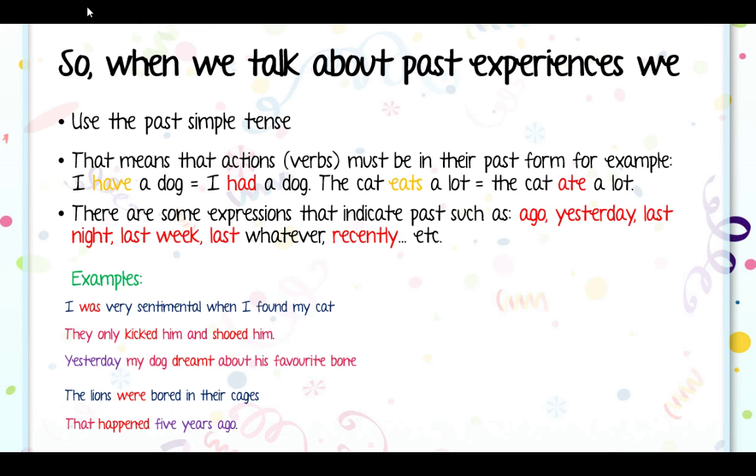So here there are some examples. I was very sentimental when I found my cat. They only kicked him and shoot him. Fíjate que, acuérdate que existen los verbos regulares y los verbos irregulares. Si no, no te preocupes, lo repasaremos en otro momento. Pero ¿qué quiere decir? Que ¿cómo sabemos que una palabra está en pasado? Generalmente termina en D o ED y las otras tienes que aprendértelas.